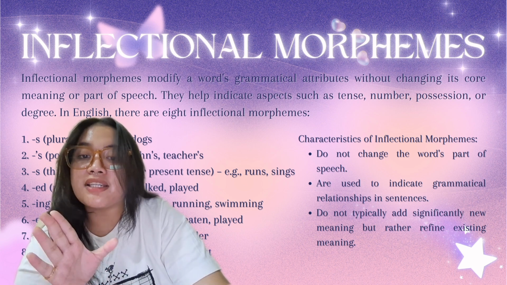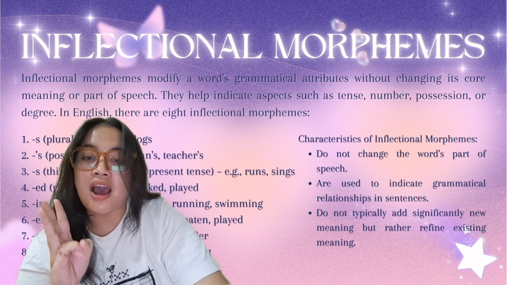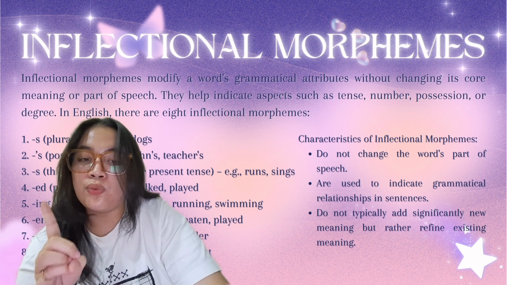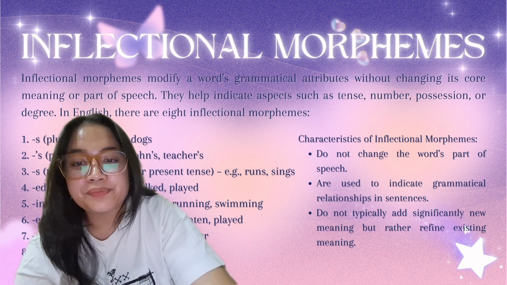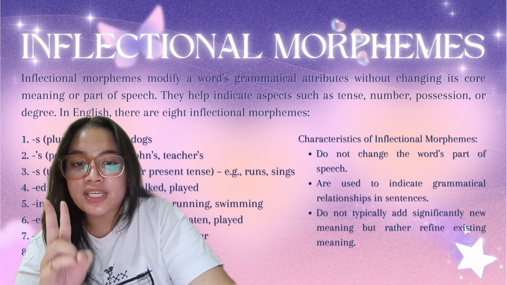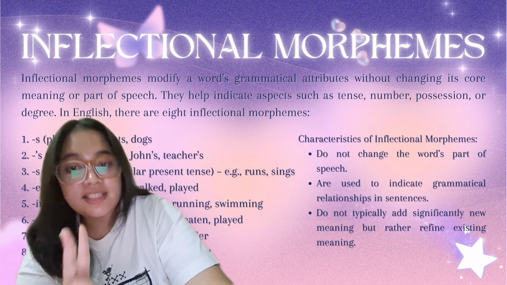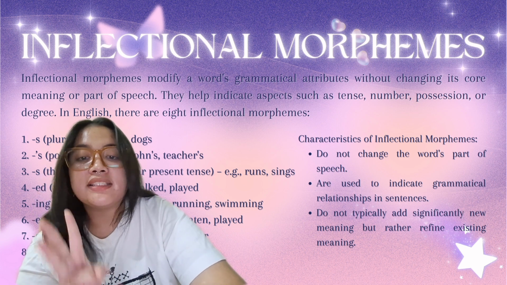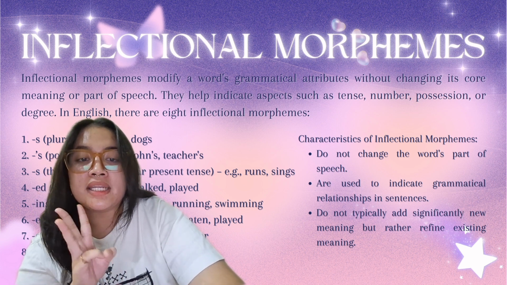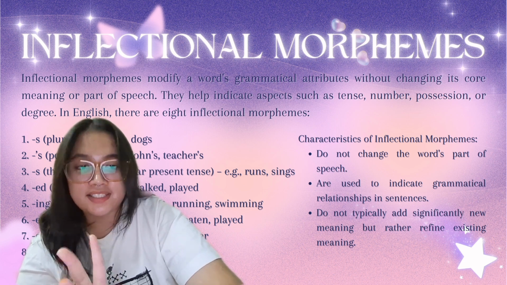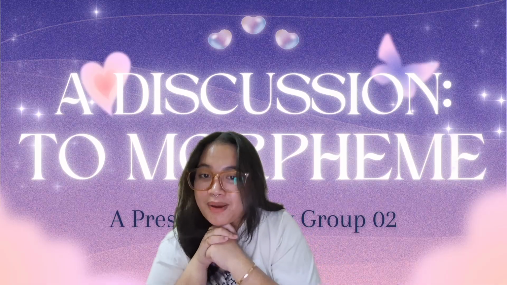So, the characteristics of inflectional morphemes are: they do not change the word's part of speech, are used to indicate grammatical relationships in sentences, and do not typically add significantly new meaning, but rather refine existing meaning. So that's about bound morphemes.